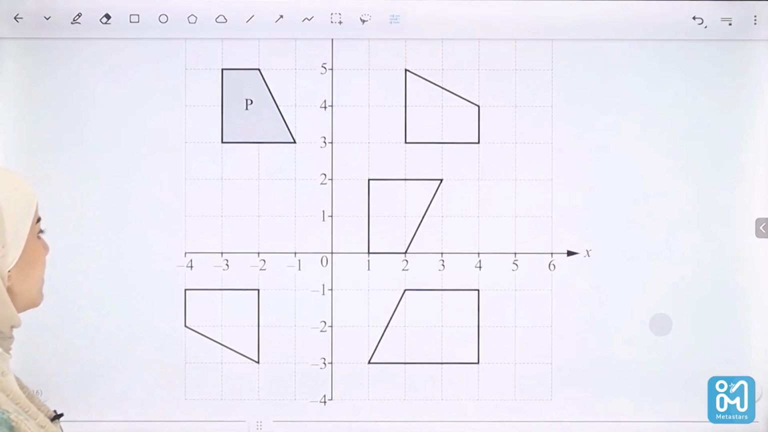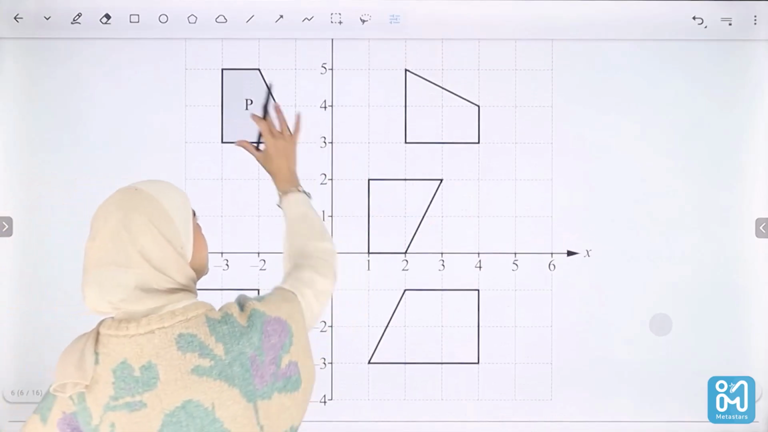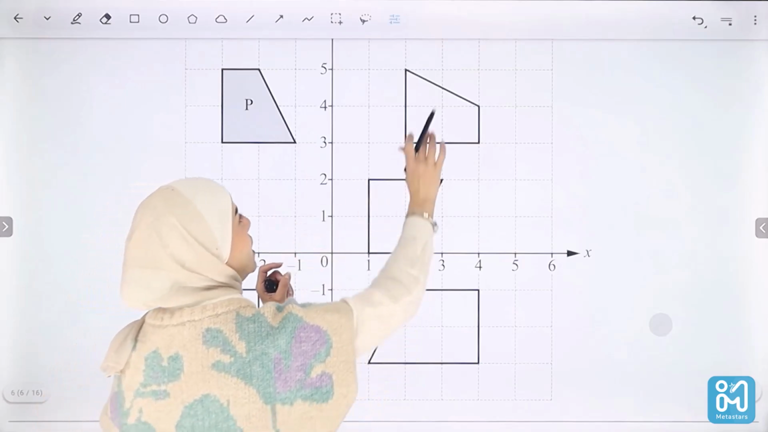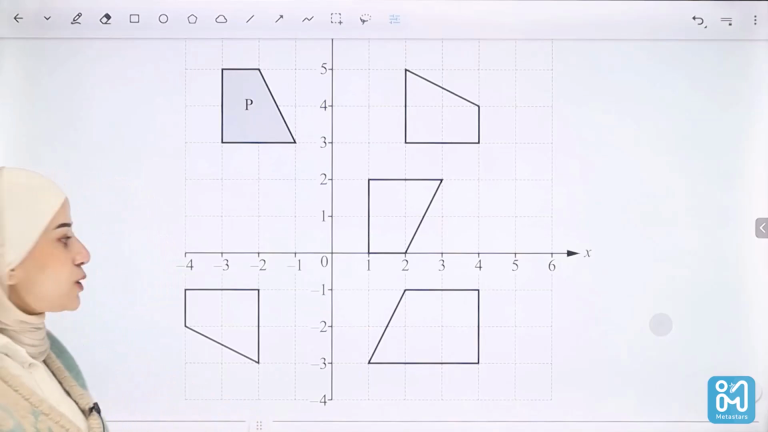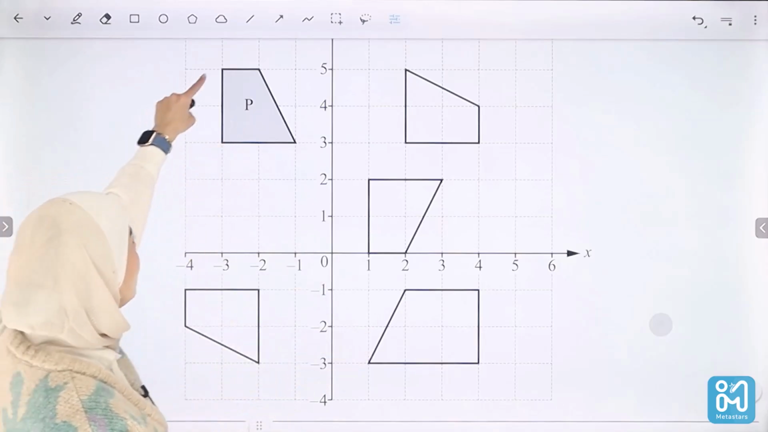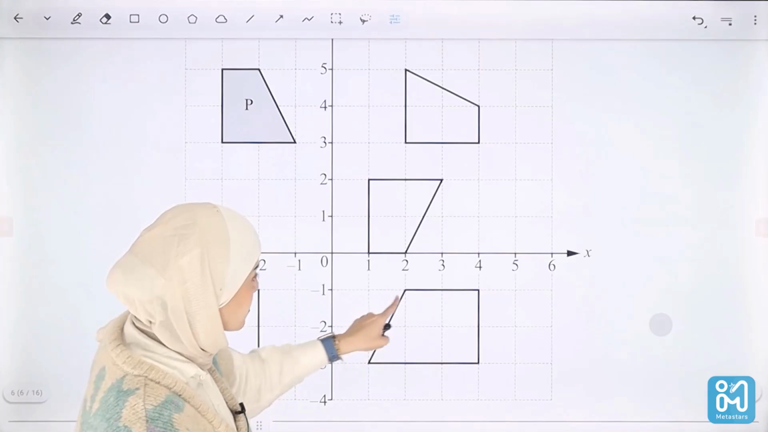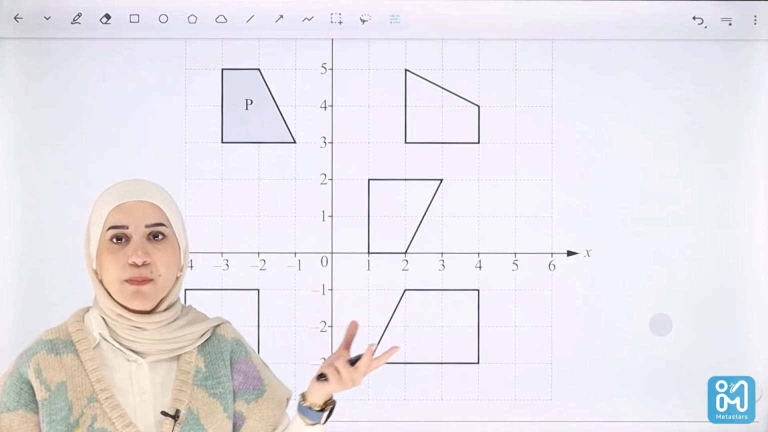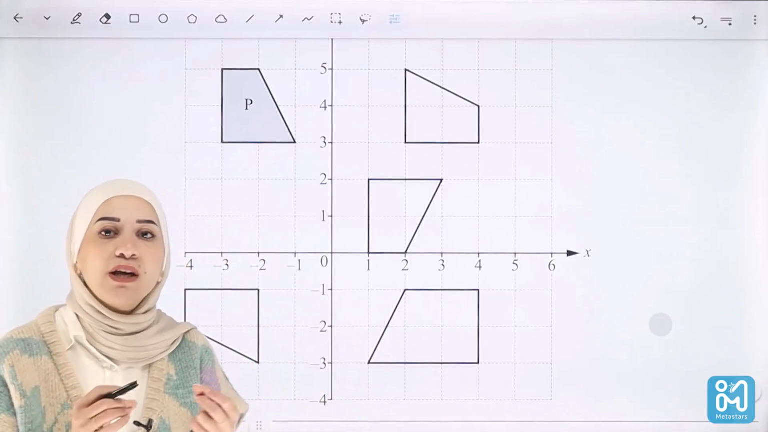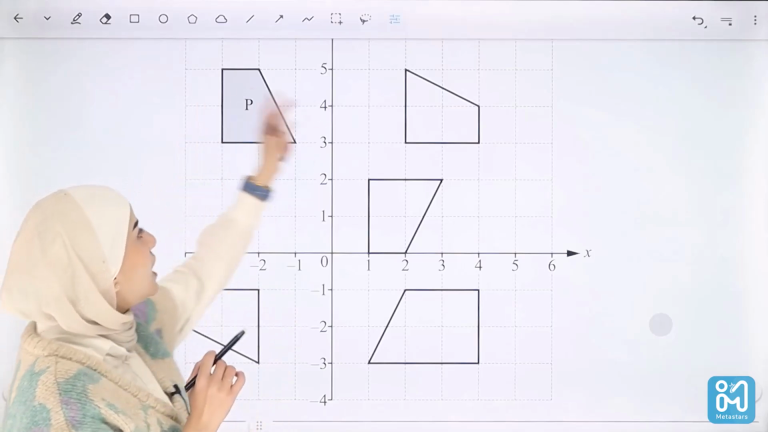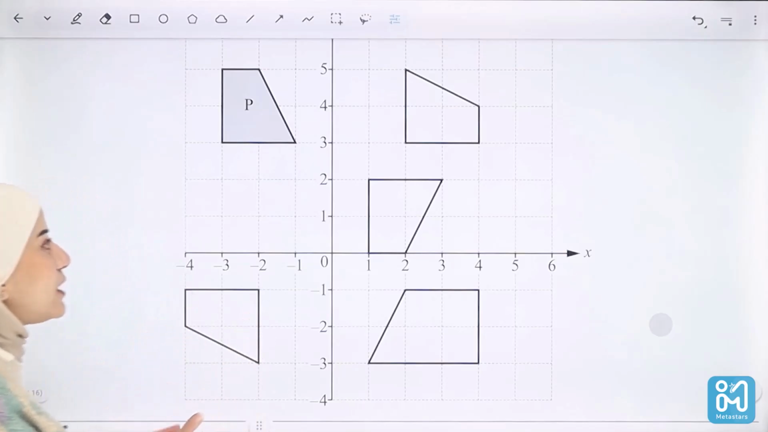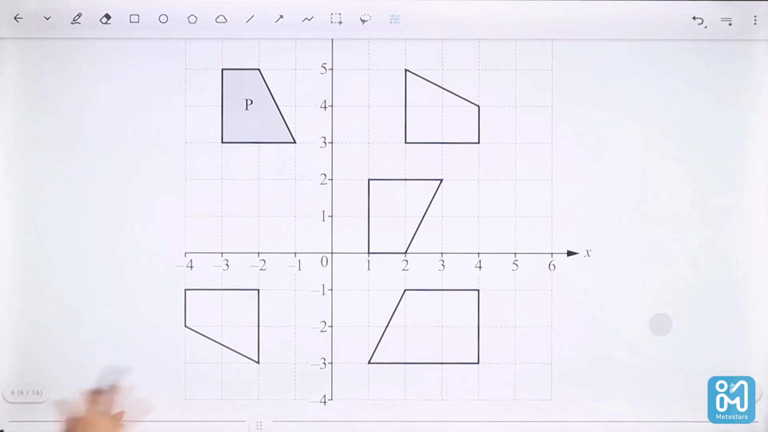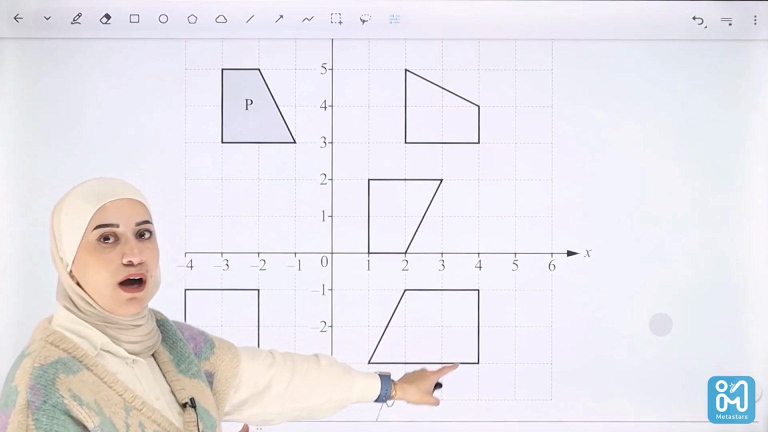Take a look at all of them. This one is definitely similar to this one. This one is similar to this one. Take a look at this one. This one is different from this one. Here we have 1, here we have 2, so something has happened to it. Only by looking, you don't have to analyze it. You don't have to do a reflection and then a translation. Just take a look at the unshaded quadrilaterals. Which one of them is not a possible one? Definitely this one. Why? Because it doesn't look the same.